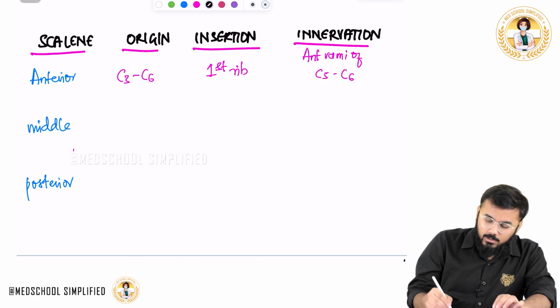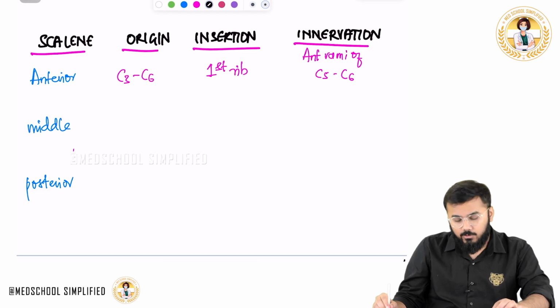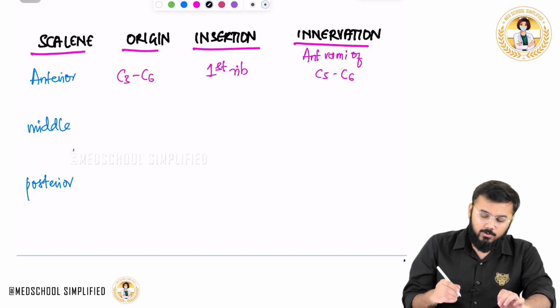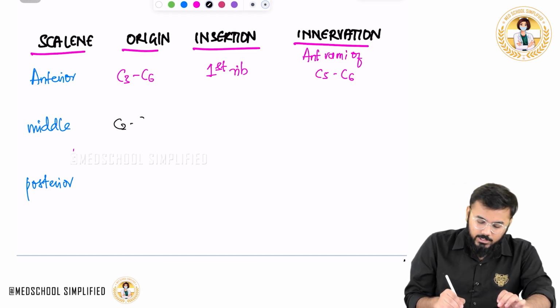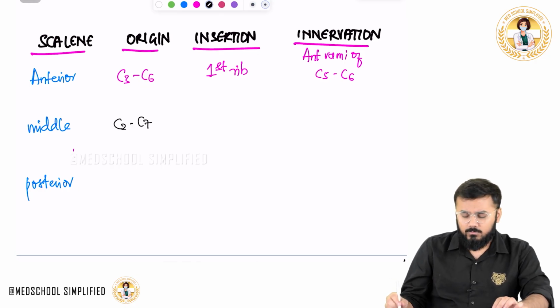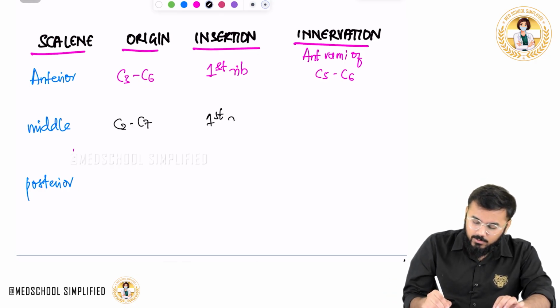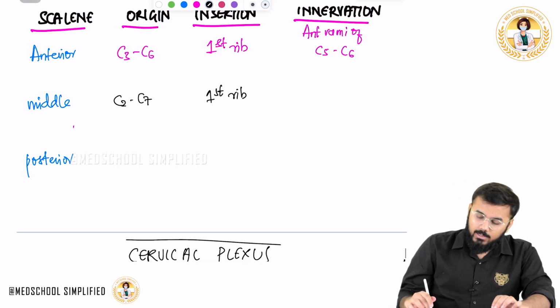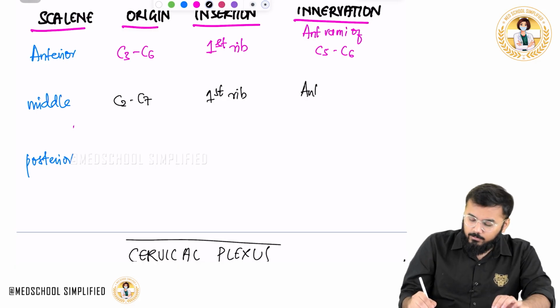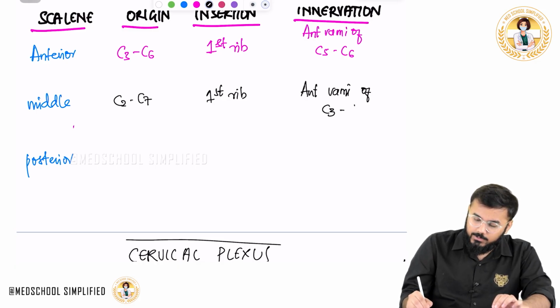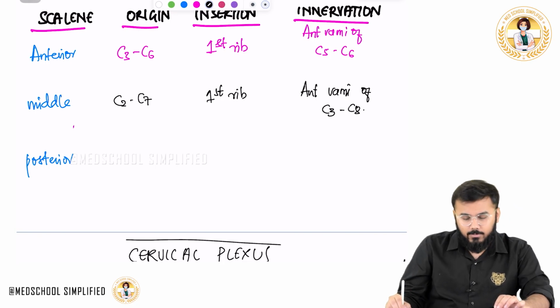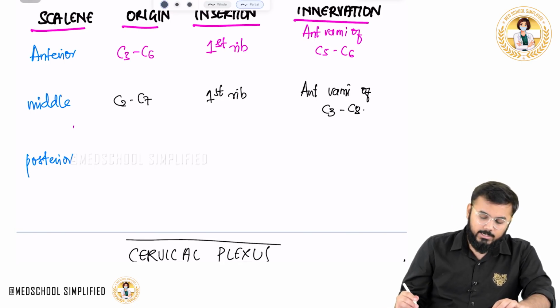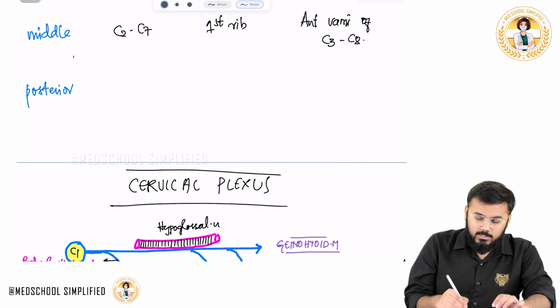Next, the middle scalene. Where is its origin? The origin of the middle scalene is from the transverse processes of C2 to C7. It inserts to the first rib. And the innervation is the anterior rami of C3 to C8.